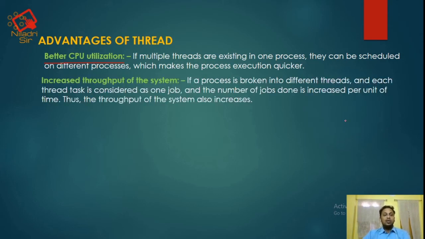Next, increased throughput of the system. If a process is broken into different threads and each thread task is considered as one job, the number of jobs done per unit of time is increased, thus the throughput of the system also increases.